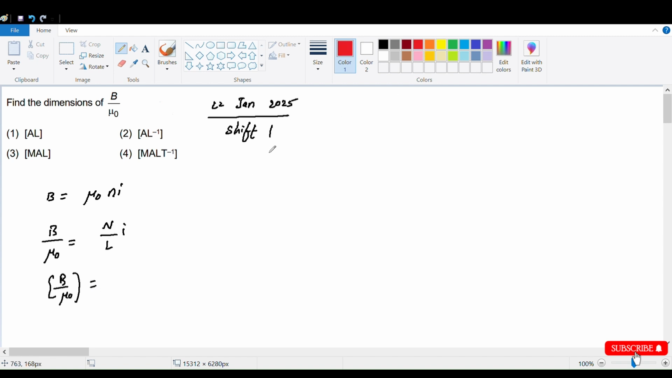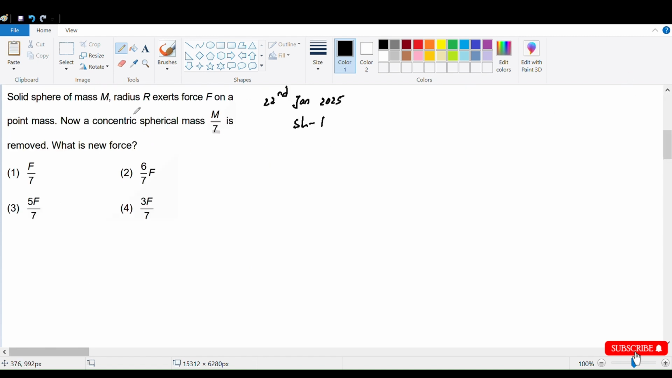N is a constant, so you can remove the constant from the dimensional formula. There is no dimensional formula for a constant. So the dimensional formula is ampere by L. So finally it is A to the power 1, L to the power minus 1. So option 2 is the correct answer.